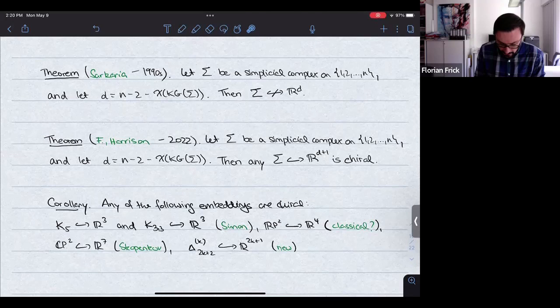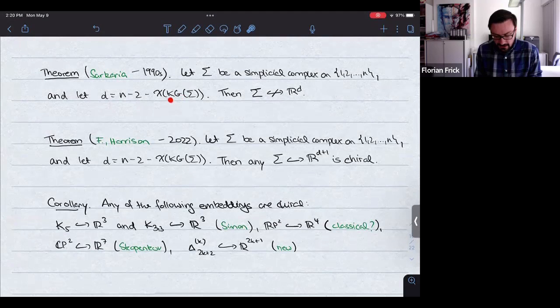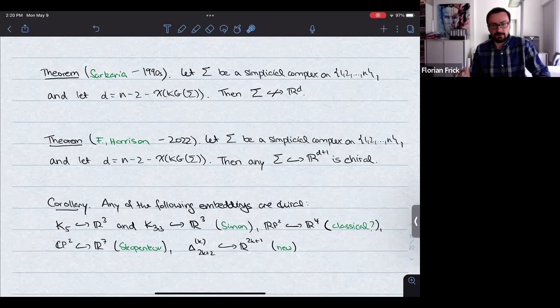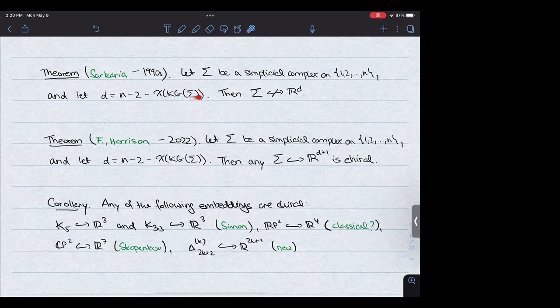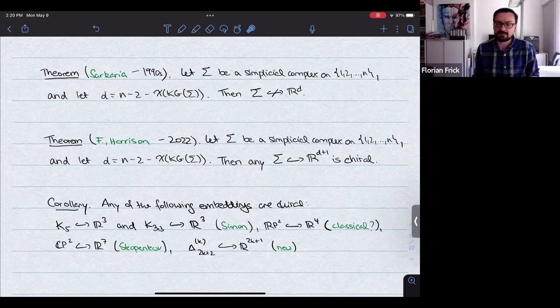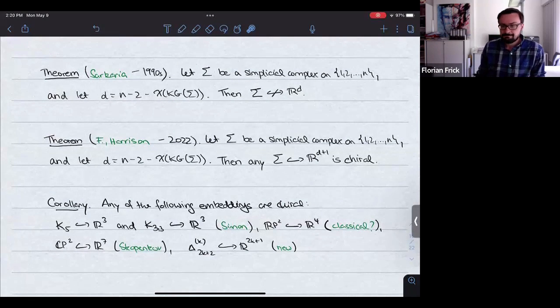Yeah, there's a question, why do I keep writing KG here? What does this even mean? KG is short for Kneser graph, right? So what this is telling you is for this simplicial complex, now build a graph. The vertices are all the non-faces. Every non-face is a vertex of a graph now. And two non-faces are joined by an edge if they're disjoint. And then this is really the chromatic number from graph theory of this graph that you constructed. The graph of non-faces where disjoint faces are joined by edges.